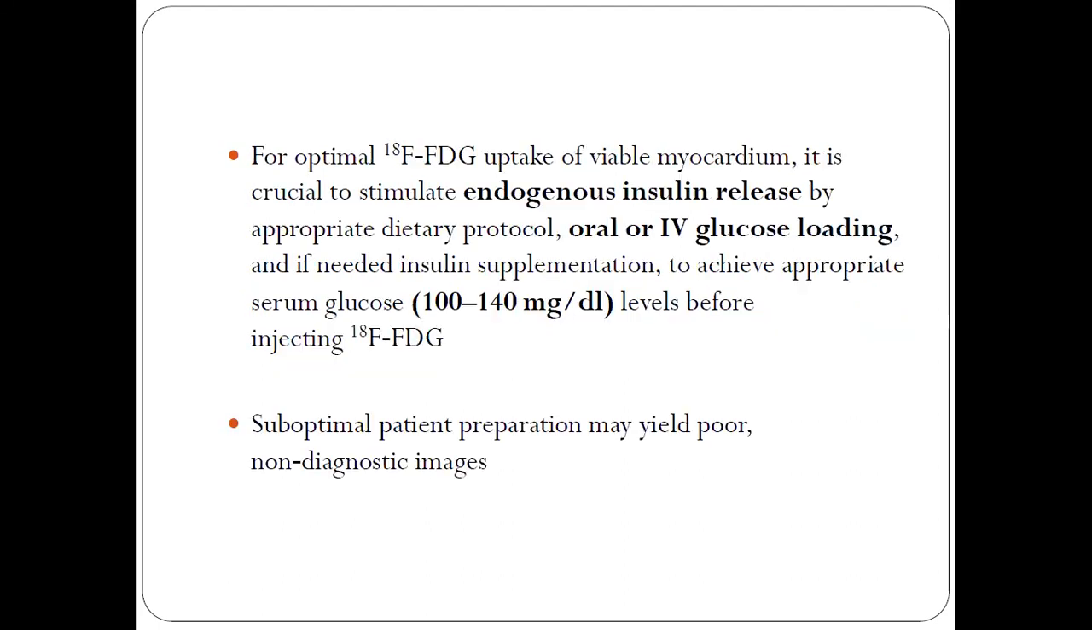For optimal FDG uptake of viable myocardium, it is crucial to stimulate endogenous insulin release. So for FDG uptake to occur, endogenous insulin release should happen, and you should also maintain glucose levels between 100 to 140 before injecting FDG. Otherwise, false readings may occur.